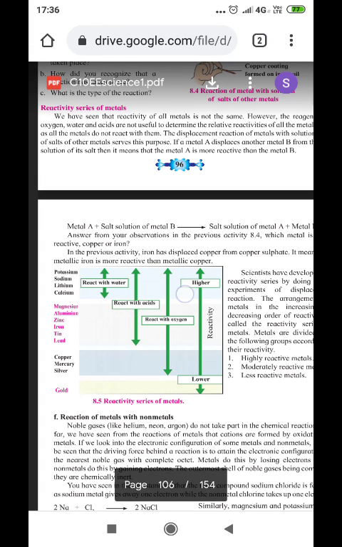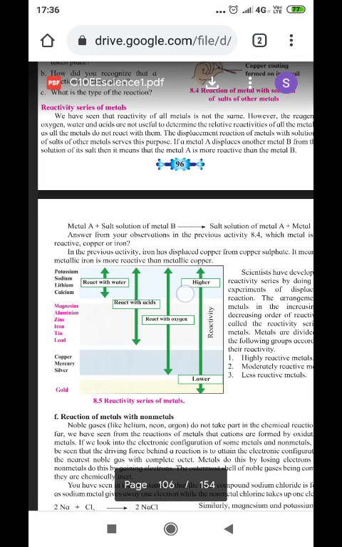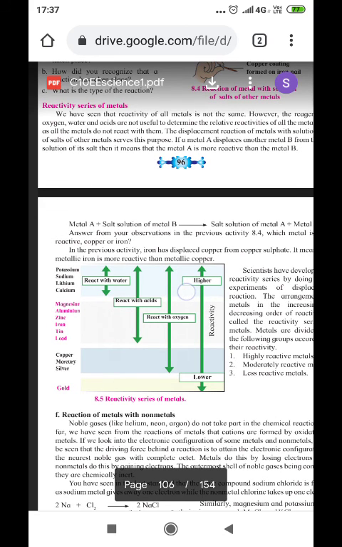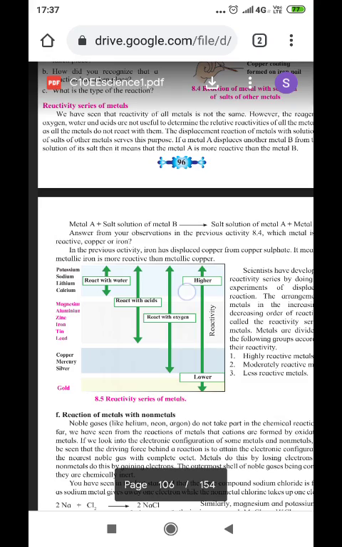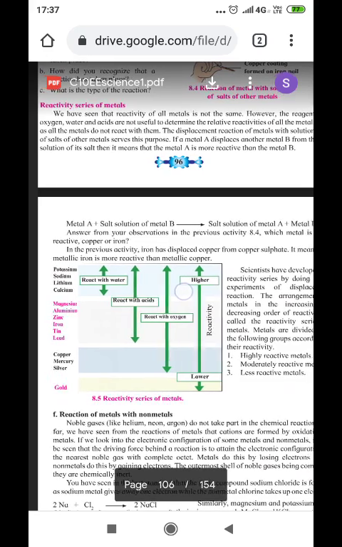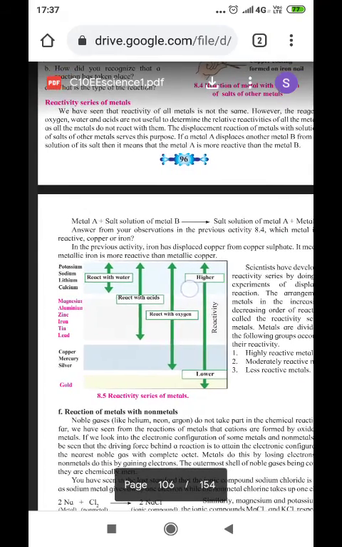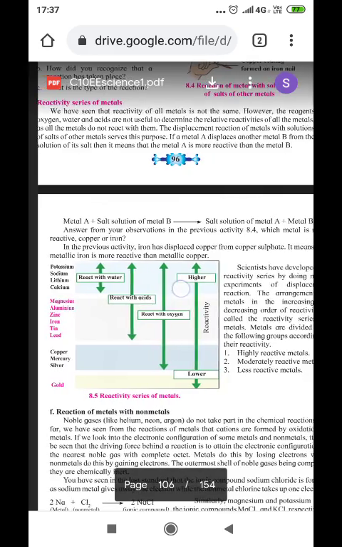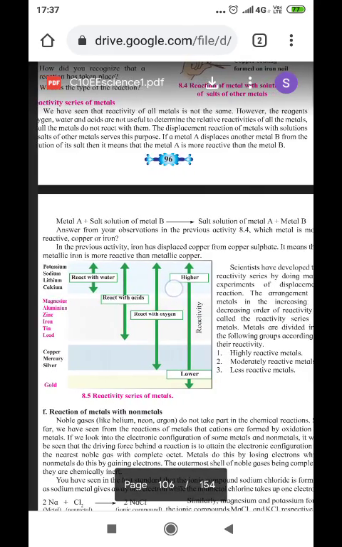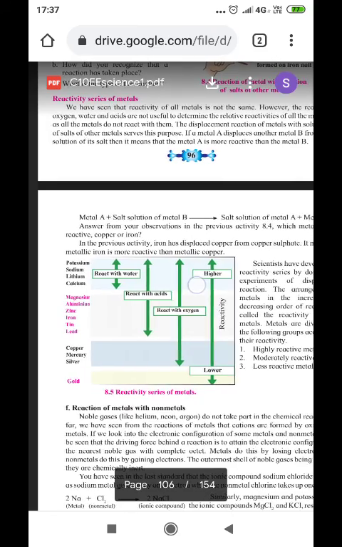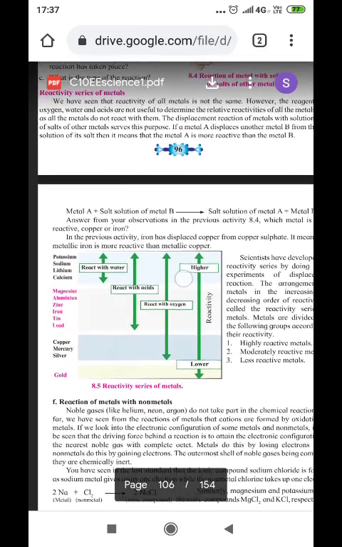In the previous experiments, we have seen the reactivity of metals is not the same. However, the reagents oxygen, water, and acids are not useful to determine the relative reactivities of the metals, as all the metals do not react with them. The displacement reaction of metals with solutions of salts of other metals serves this purpose. If a metal A displaces another metal B from the solution of its salt, then it means that metal A is more reactive than the metal B.